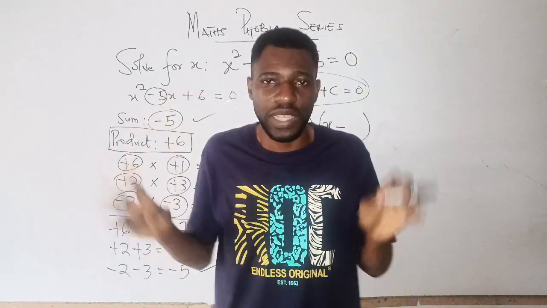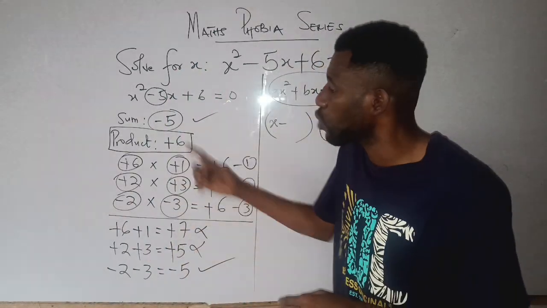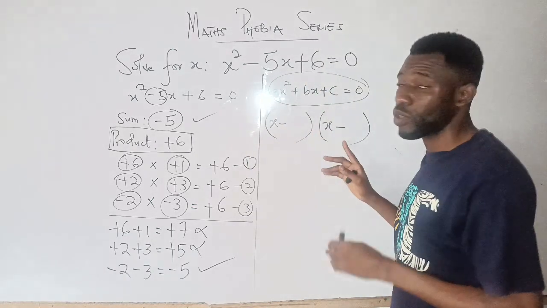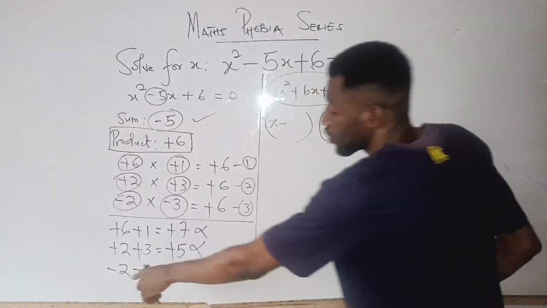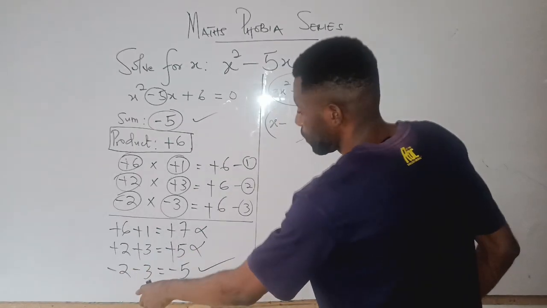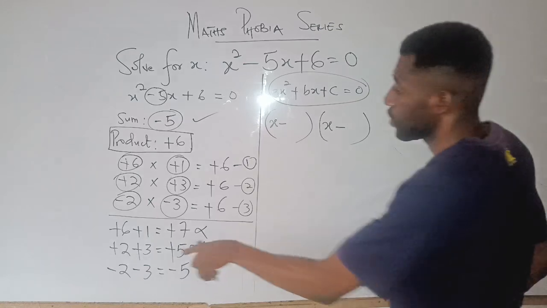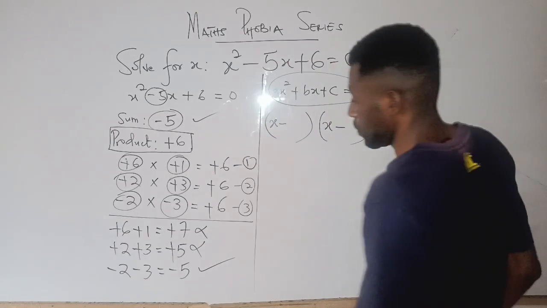If the exam is an objective exam or you're working with time, once you've gotten your 2 factors quickly, just open 2 brackets, x minus is a rule. Then put your first factor there. What is the first factor? I have minus 2 and I have minus 3.